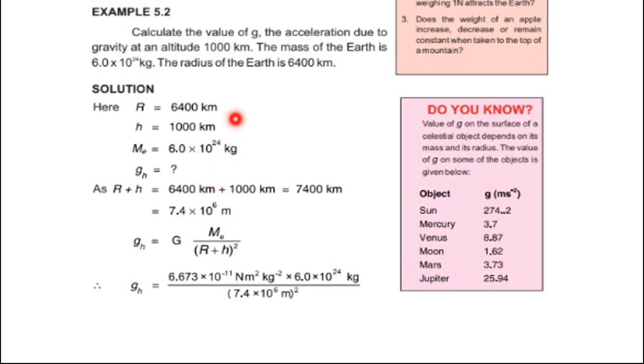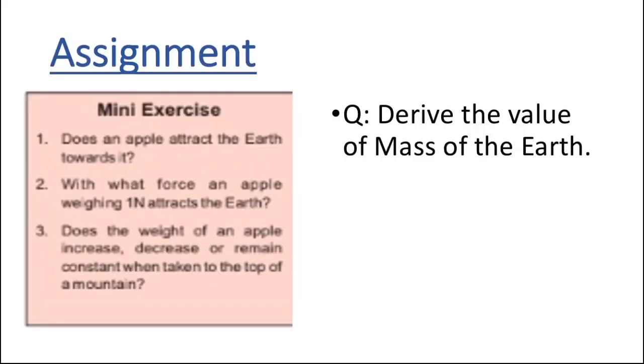Now putting the values from this data, g is equal to 6.673 multiplied by 10 raised to the power minus 11. Me, that is the mass of the earth, is 6.0 multiplied by 10 raised to the power 24. And R plus h was 7.4 multiplied by 10 raised to the power 6. If you solve this equation, you'll get the answer of g as 7.3 meter per second square. Now, your assignment is to solve the mini exercise and derive the value of the mass of the earth.